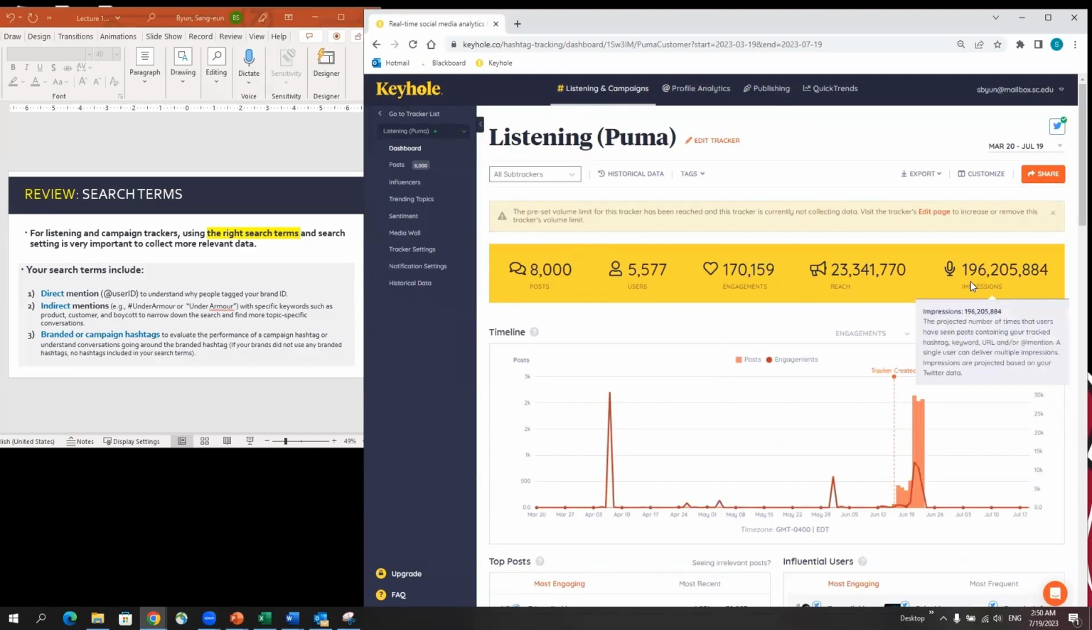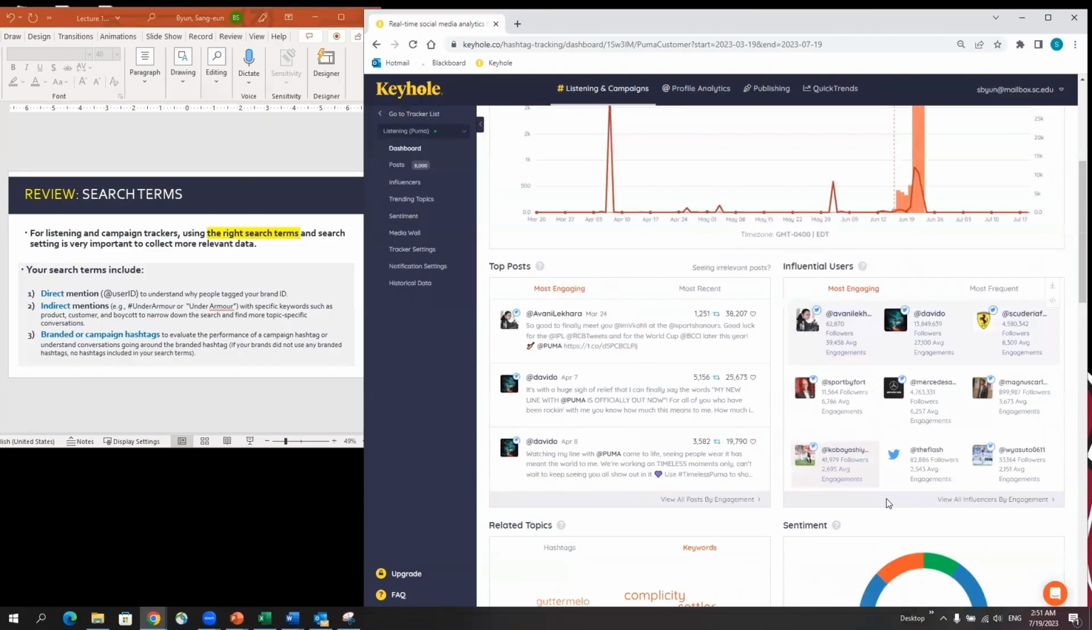Reach and impressions are only projected numbers, not real numbers. These are vanity metrics. You don't want to overly rely on these big numbers. Also, don't interpret this data without analyzing actual posts. Because you see large numbers doesn't mean it's always good. You always have to analyze the conversations and sentiment.